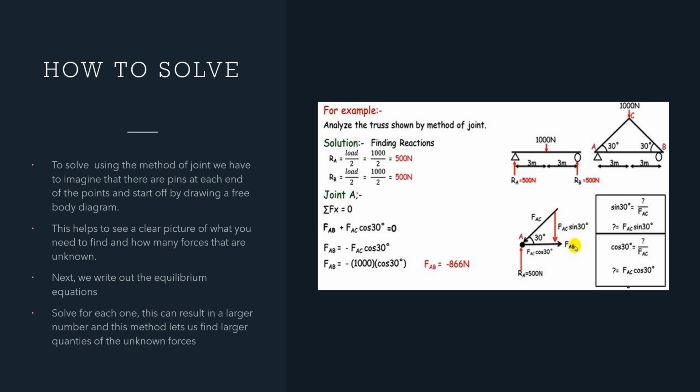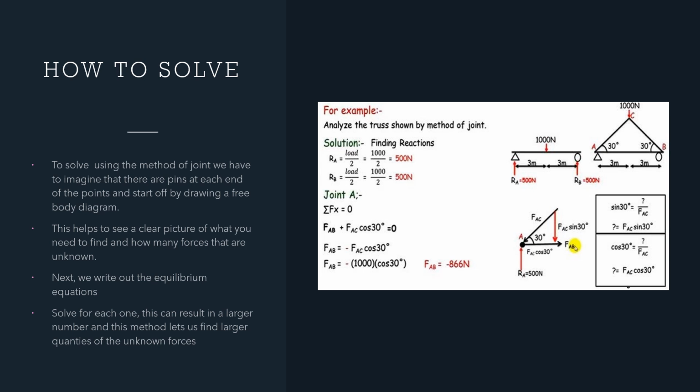To solve for them with the method of joints, we have to imagine that there are pins at each end of the points. We start off by drawing the free body diagram. This gives us a clear picture of what we need to find and how many forces are actually unknown. Next, we have to write out the equilibrium equations. Then finally, we solve for each one, and this can result in a larger number. This method lets us find larger quantities for unknown forces. I'll provide an example of what I'm trying to say.